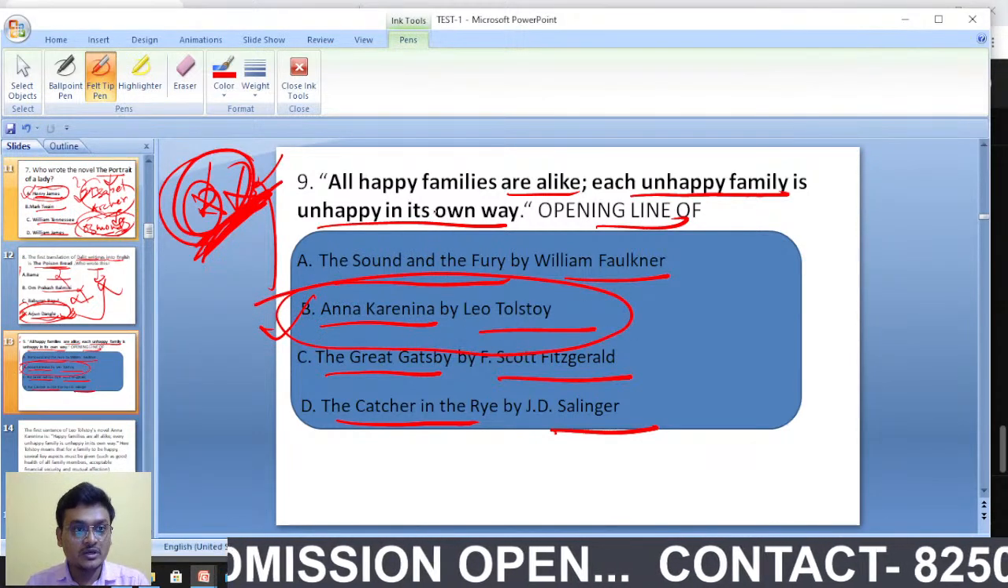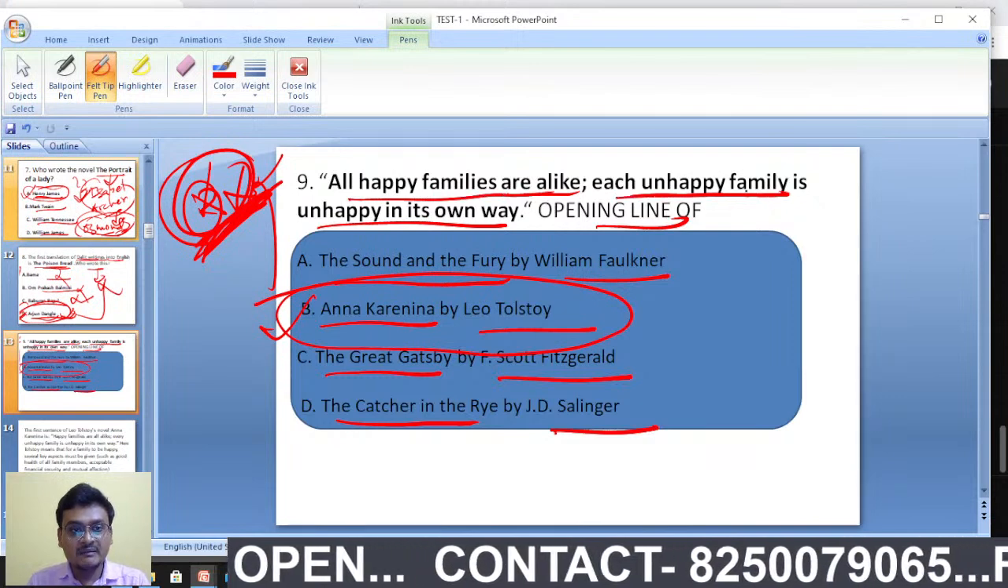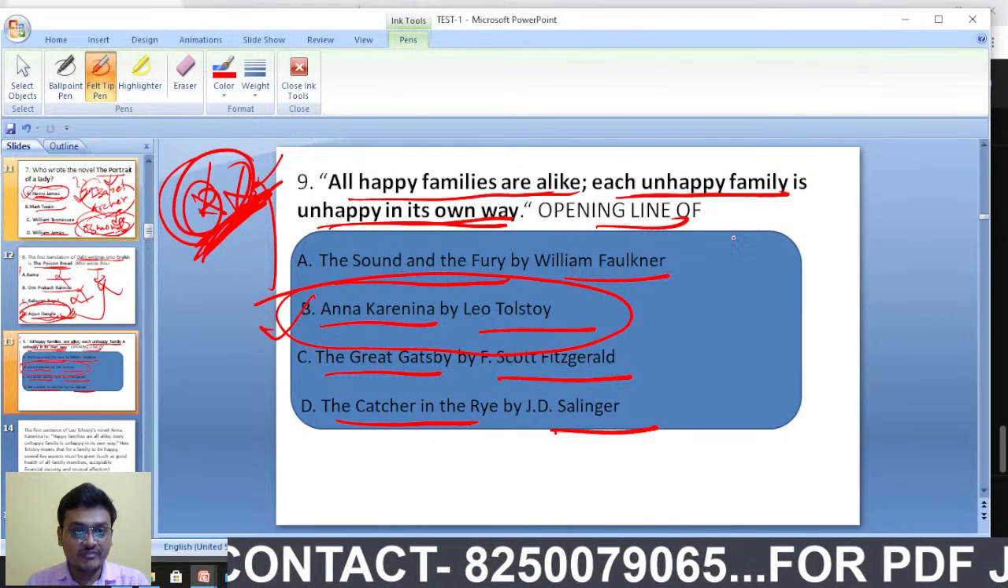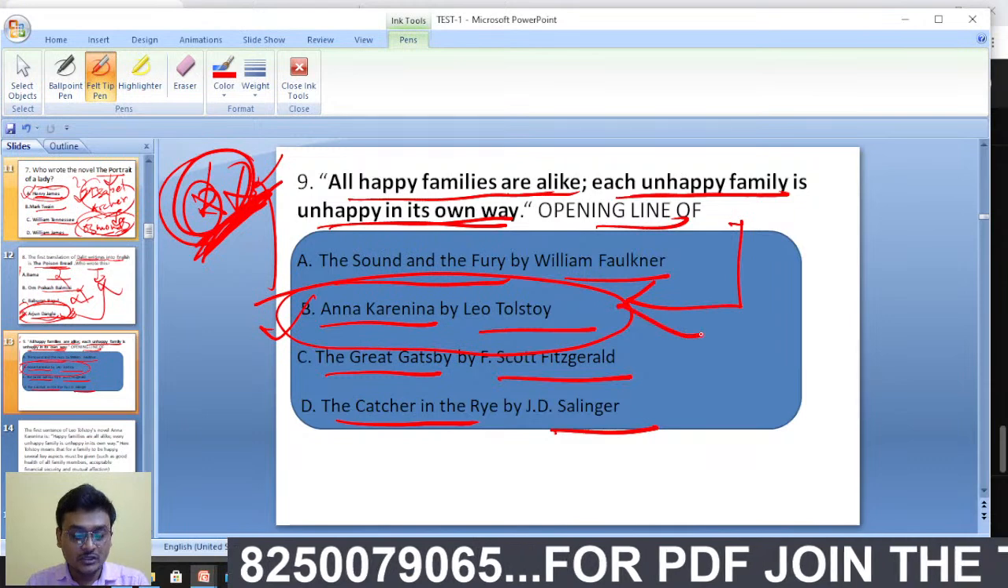Yeah, so Brahms, you too also. All happy families are alike. Each unhappy family is unhappy in its own way. This is the famous opening line of Anna Karenina by Leo Tolstoy.